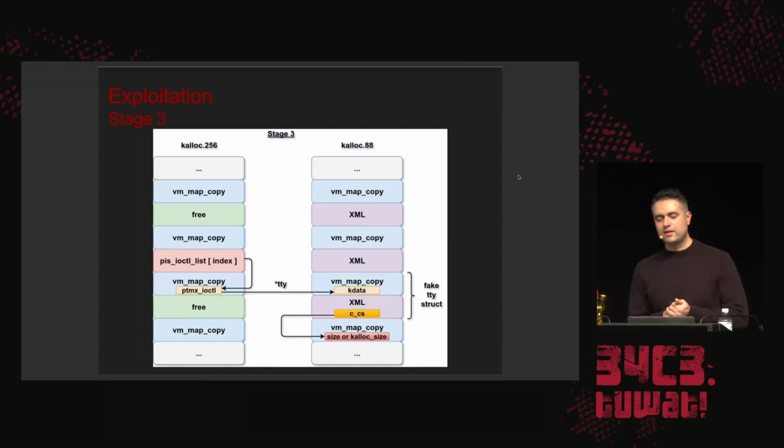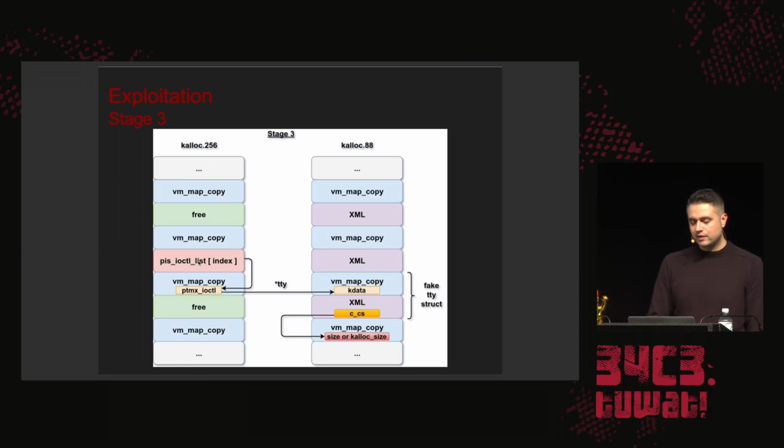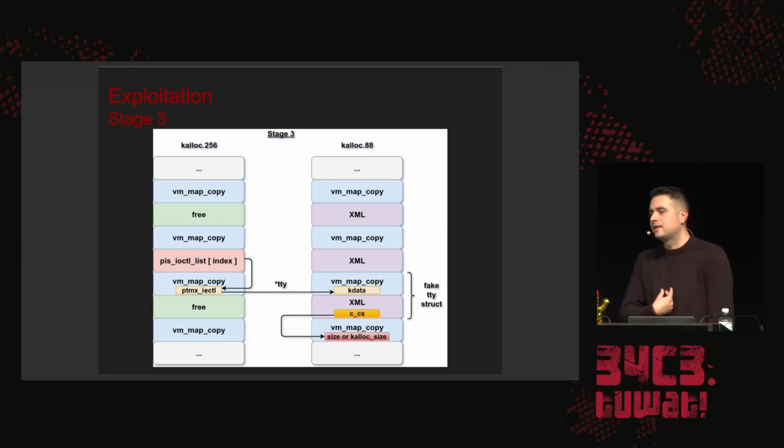So that's the third stage. Again, remember, I sprayed the calloc 256 zone with VMAP copy structs and freed some, just to place my PTMX IOCTL array next to a VMAP copy struct. Remember that I control the contents of VMAP copy, right? So I placed in the buffer of VMAP copy this PTMX IOCTL address that I know, and I point the invalid index that I control to this address that I put here. And what is this address? It's that leaked address that I got in the previous stage, which points to the calloc 88 zone.